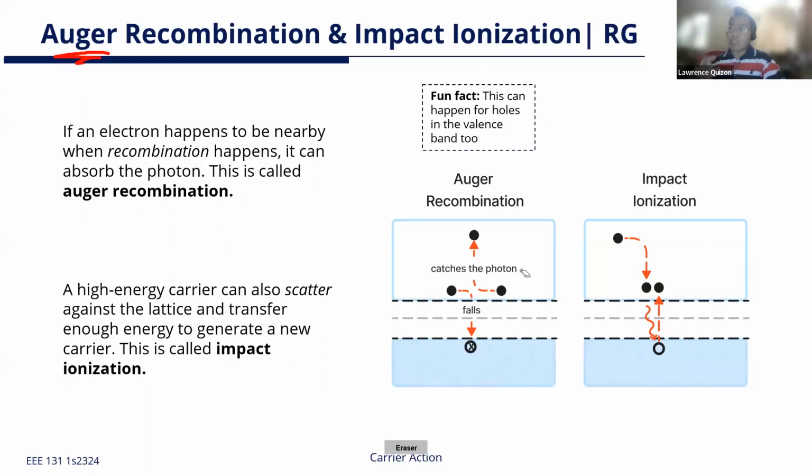Next, we have impact ionization. So given that Auger recombination happened, or through some other process, you could have given this guy an electric field, that's why it has a very high energy.